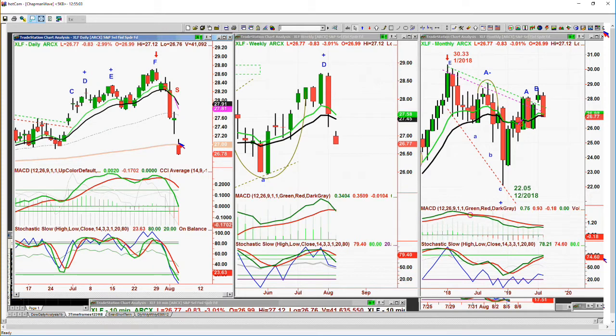It's broken the 200-period exponential moving average. The next real support is in the 26 area, 26.30 to 26. Wow, it could get there quickly if today's even uglier than we're looking at right now.